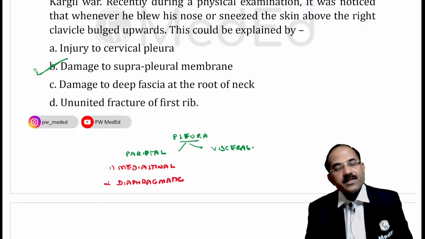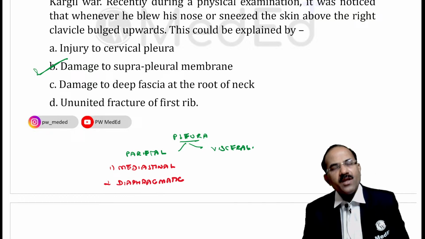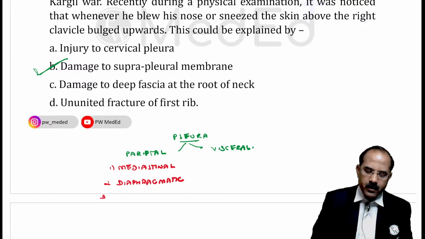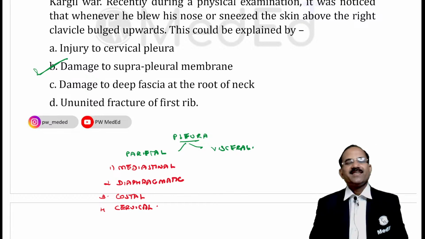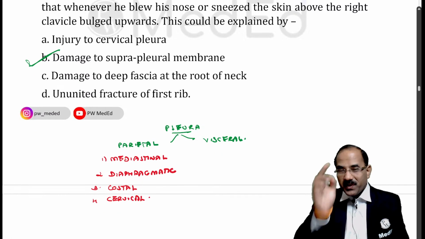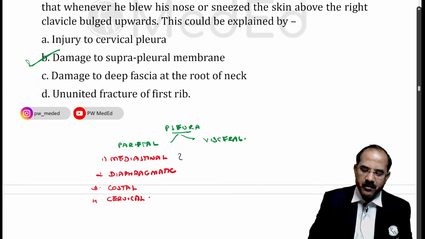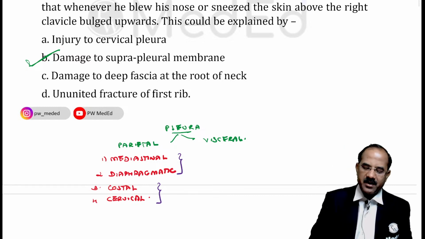Whatever covers the mediastinal surface of the lung, that's the mediastinal pleura. The one which covers the diaphragmatic surface of the lung is the diaphragmatic pleura. Costal, and the fourth one is cervical. Costal and cervical pleura. Right. But now I want the nerve supply. Can anyone tell me what is the nerve supply of mediastinal and diaphragmatic pleura, and what is the nerve supply of costal and cervical pleura?